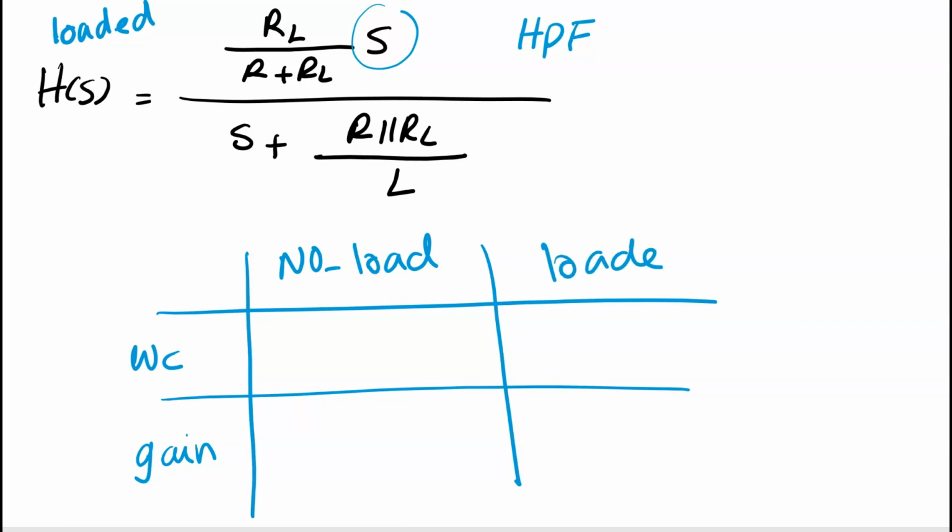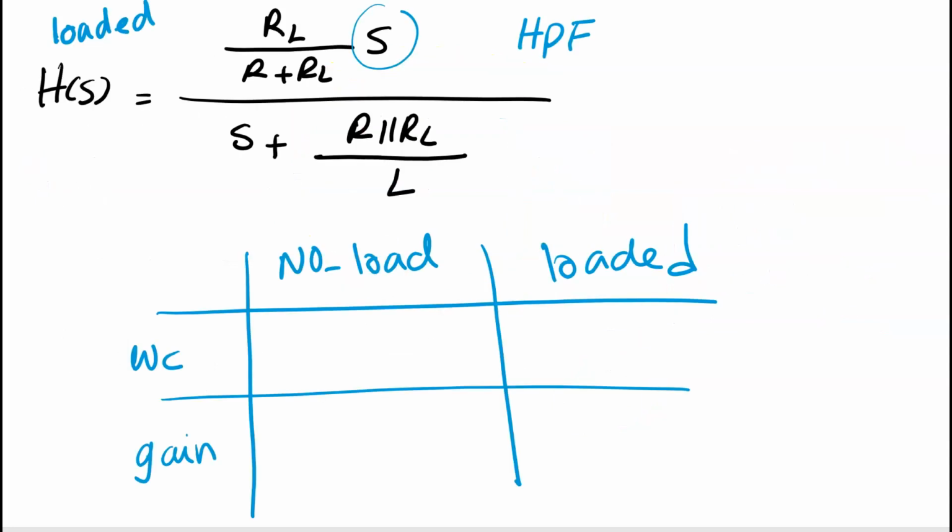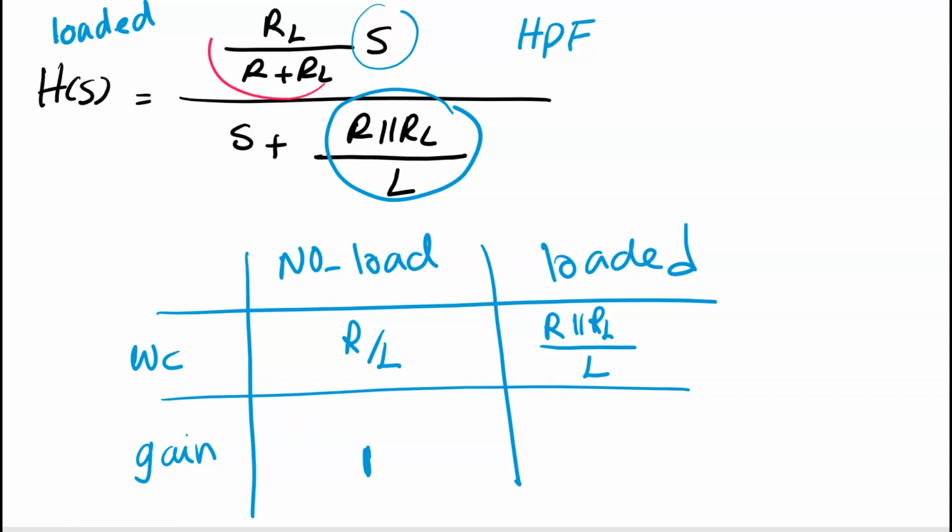So let's go back to the no-load. In the no-load scenario, we had R over L for the cutoff frequency, and our gain was equal to 1. So our gain was 1, and our cutoff frequency was R over L. Now this time, instead of R over L, I have R in parallel with RL divided by L. So R will be replaced by R in parallel with RL, divided by L. And my gain has changed obviously, and the new gain is equal to RL divided by RL plus R.